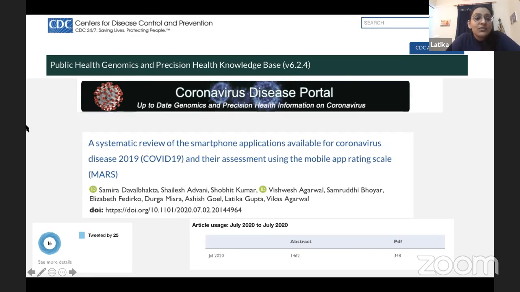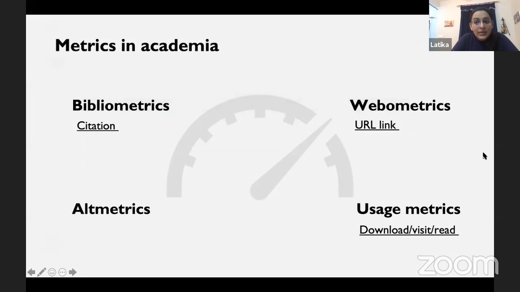And such news gets featured on the Centers for Disease Control website, because this is of prime importance to the lay public. It also gets tweeted and viewed around 1500 times, and the PDF downloaded over 350 times. So this is how research can be important. There are different kinds of research, and you may need to communicate, and social media is the best tool for that.